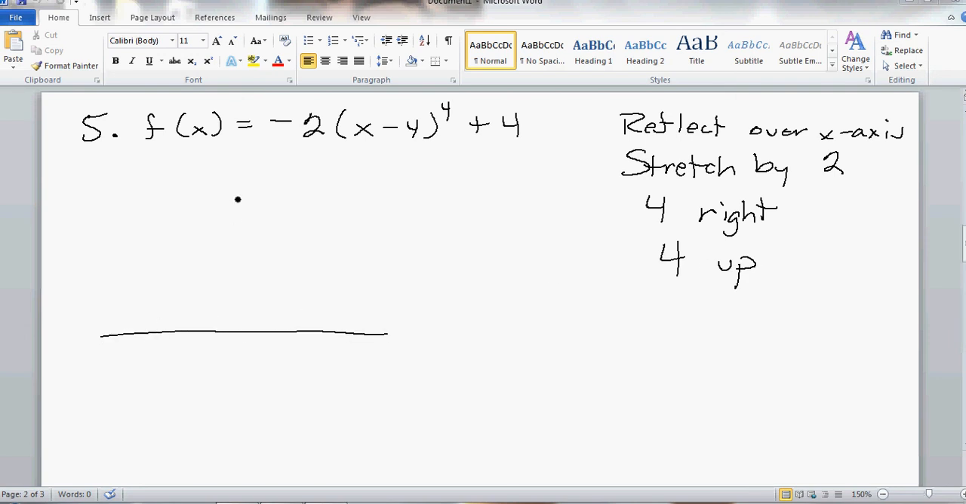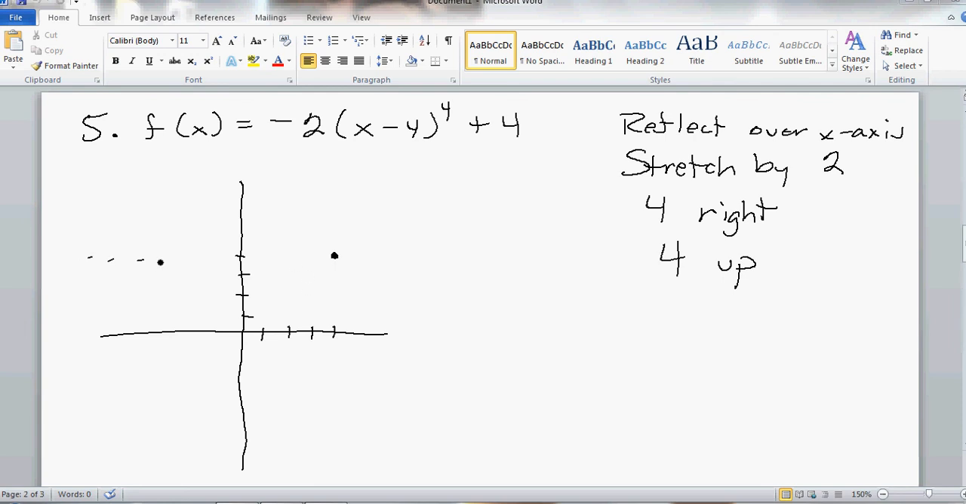So, giving myself ample time. And I know the family is the 4th power. So 0, 0, reflect it, stays there. Stretch by 2, stays there. 4 to the right. And 4 up. And so there's my new vertex.